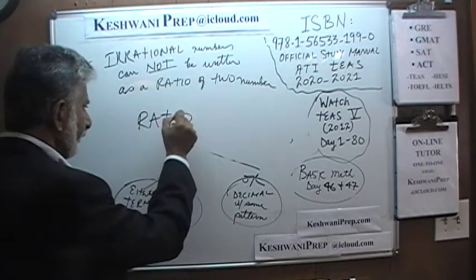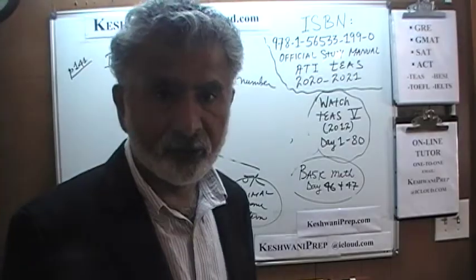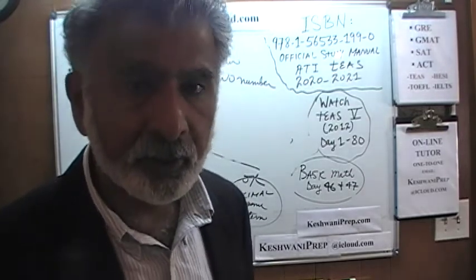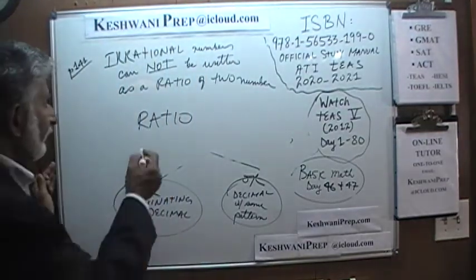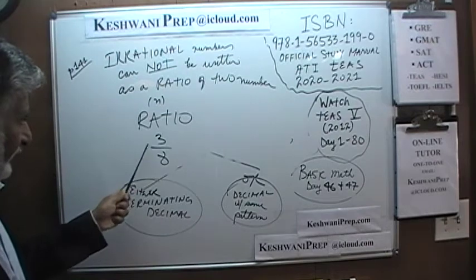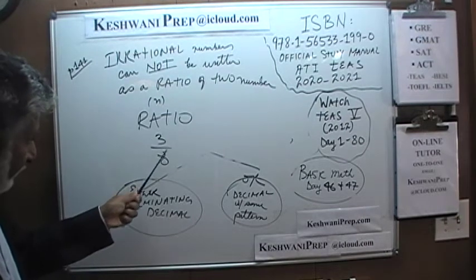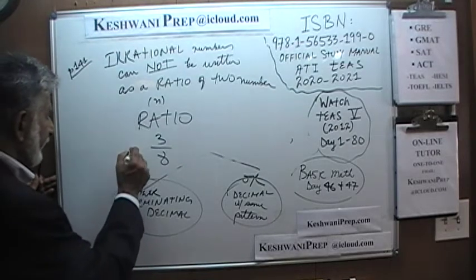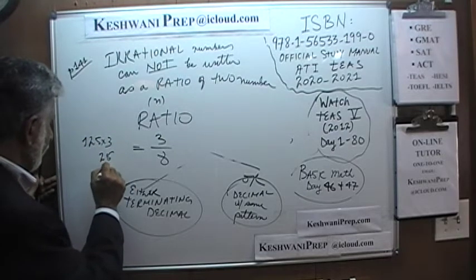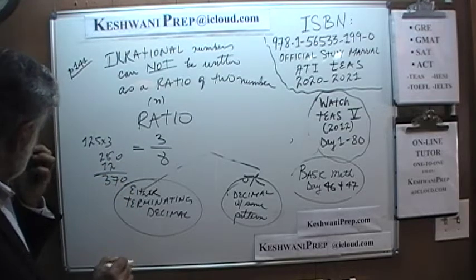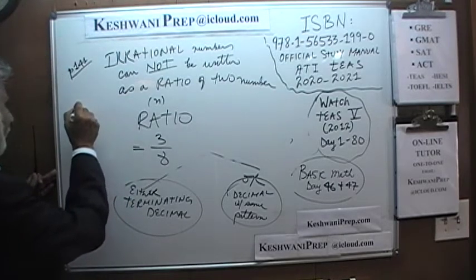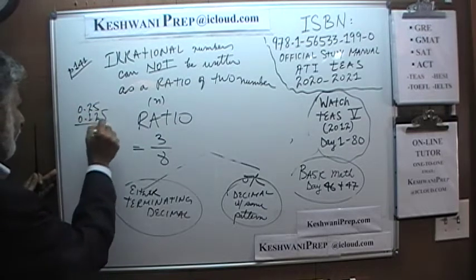You see, this is just like we had rationale, which became rational. Just like we had logic, the noun, which became logical. Just like we had the noun reason, which became reasonable in the English language. In mathematics, we have a noun, ratio. Ratio simply means something like 3/8. Since this quantity can be written as a ratio, 3/8 is 0.375.